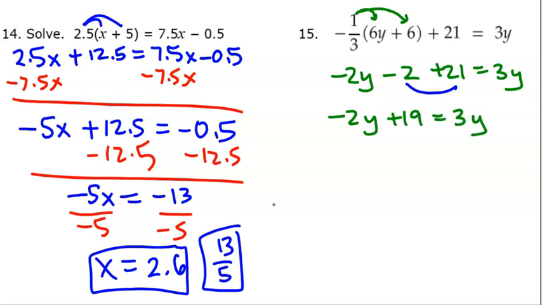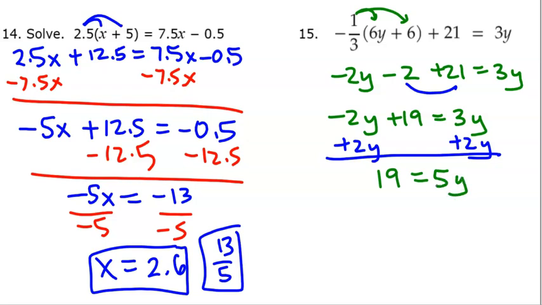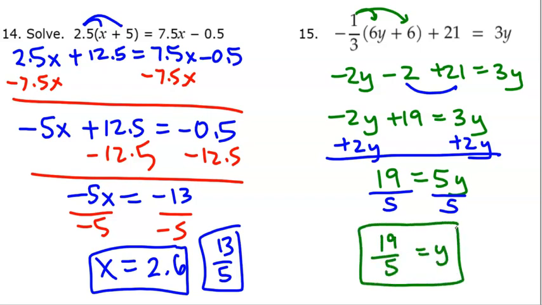And then I need to get my y's on the same side, so I'm going to add 2y to both sides using my inverse property of equality here, rewriting as 19 is equal to 5y, dividing by my coefficient, and leaving my answer this time in fraction form. You do not have to convert it to a decimal.